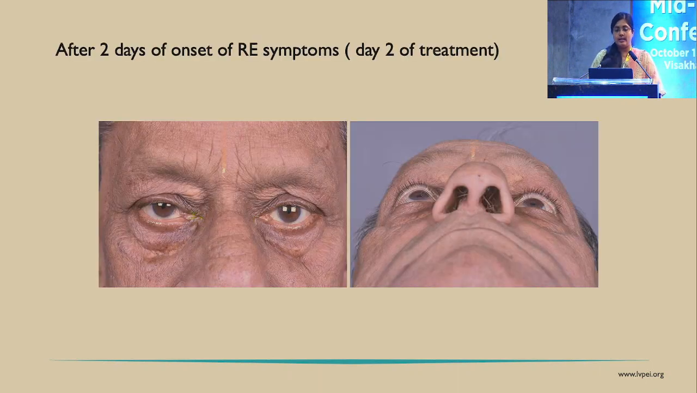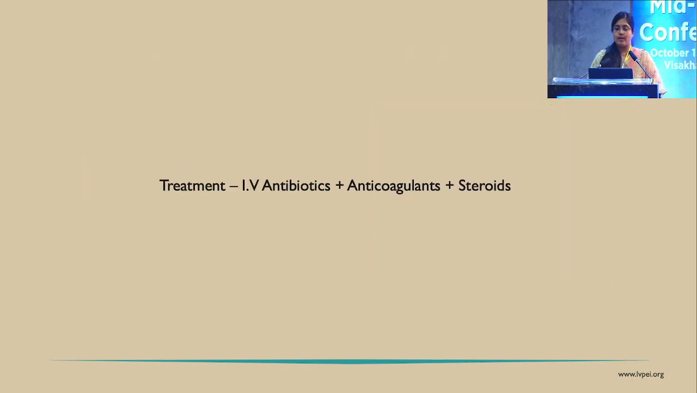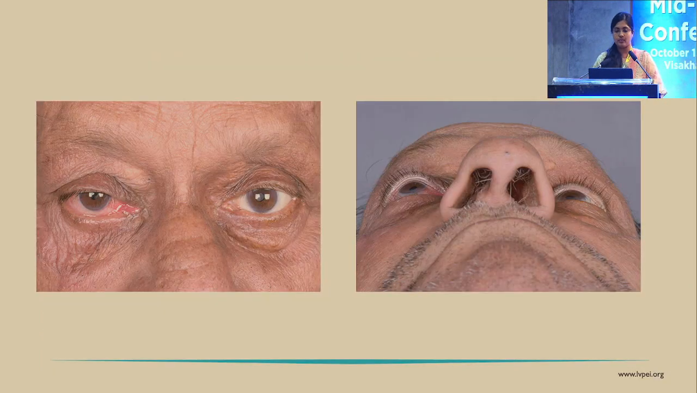After starting anticoagulants, initially there was resolution of symptoms. However, on day 4 of the same treatment, there was exacerbation of symptoms and patient presented with severe pain and swelling. So he was started on low dose steroids along with the antibiotics and anticoagulants. He showed improvement in terms of extraocular movements and proptosis. However, he developed secondary glaucoma, for which we added topical and oral anti-glaucoma medication.